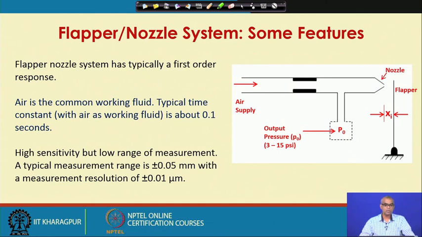The flapper and nozzle system typically has a first order response. Air is the common working fluid. When we use air as working fluid, the typical time constant is about 0.1 seconds. Flapper nozzle systems have high sensitivity, but low range of measurement. A typical measurement range is plus minus 0.05 millimeter with a measurement resolution of plus minus 0.01 micrometer.